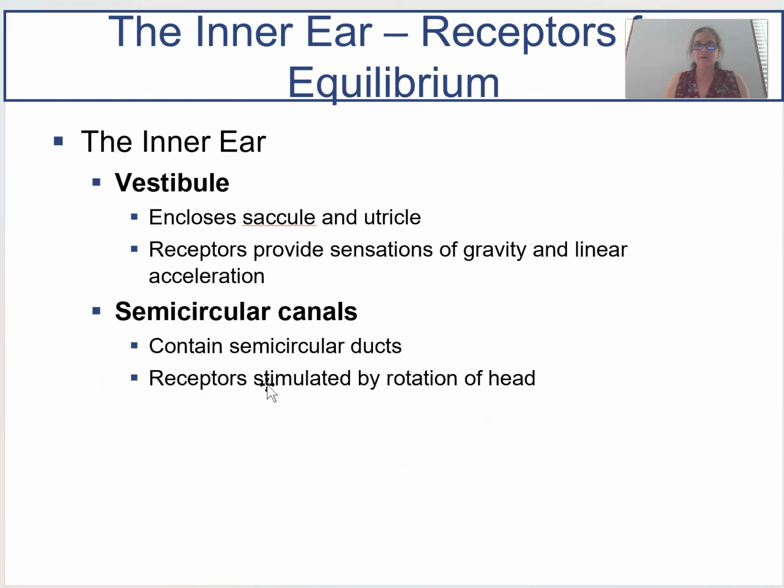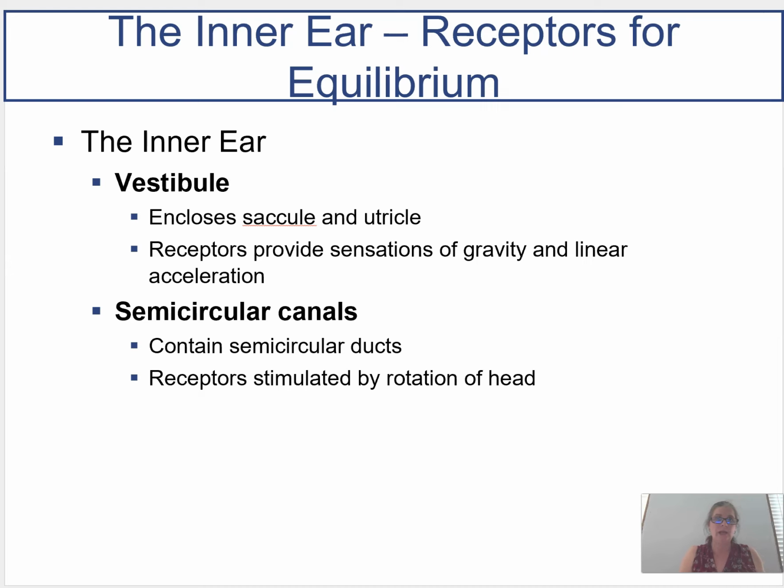As far as the inner ear, we're looking at the receptors for equilibrium or balance. So now we're looking at the vestibule and the semicircular canals. Now we're not getting into this too much. You don't have to memorize the names of the receptors here, but just know that the vestibule has receptors for this linear movement, right? We're talking about simple plane changes like standing and sitting or walking.